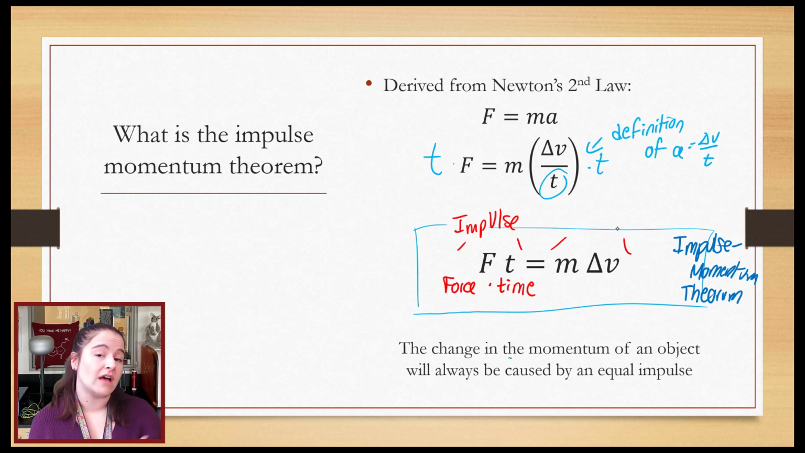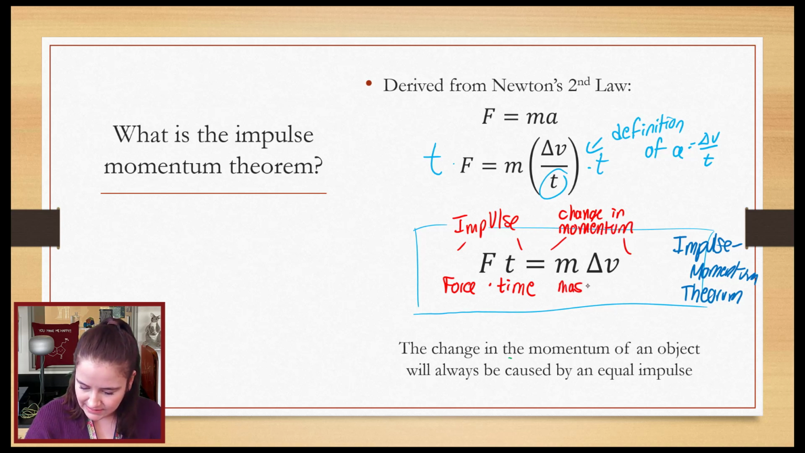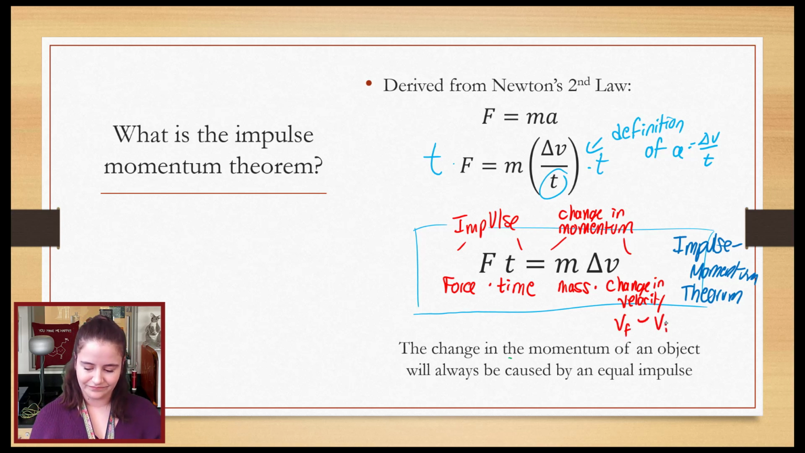Now, mass times velocity is momentum, so mass times change in velocity is going to be your change in momentum. And remember, when you're doing the change, it'll always be v final minus v initial. And as you guys see, this just comes from Newton's second law. So this will always be true, and we can use it to solve all sorts of problems.